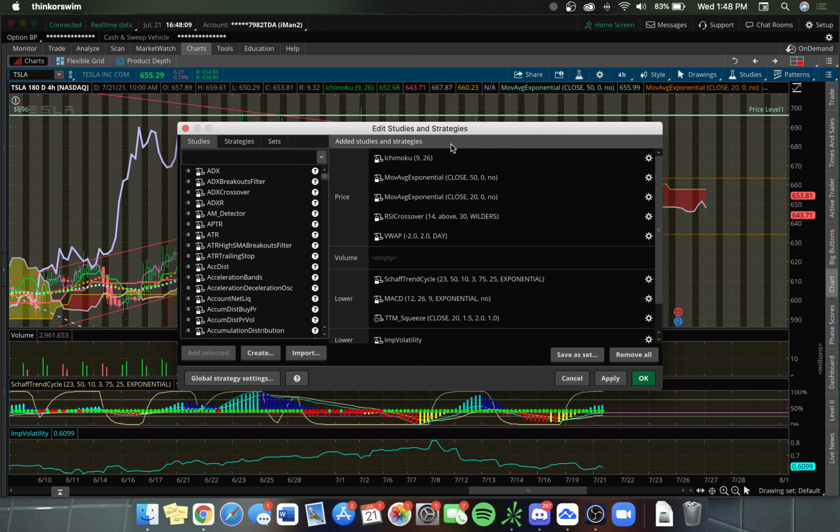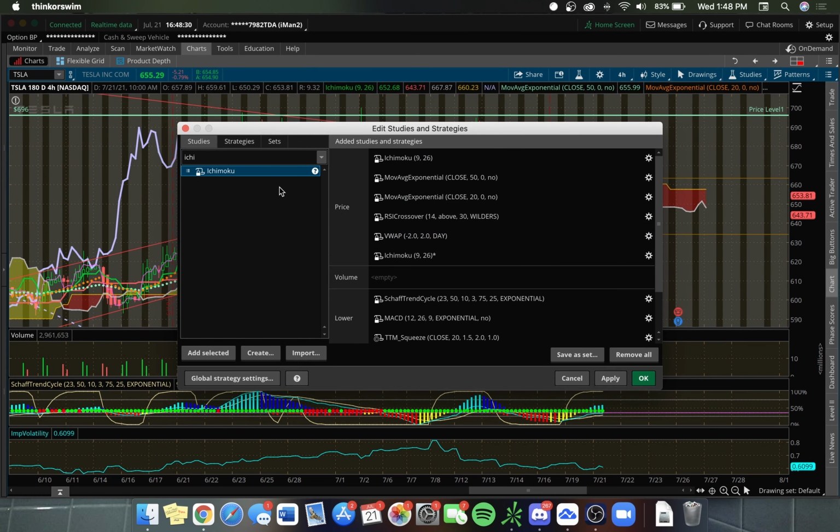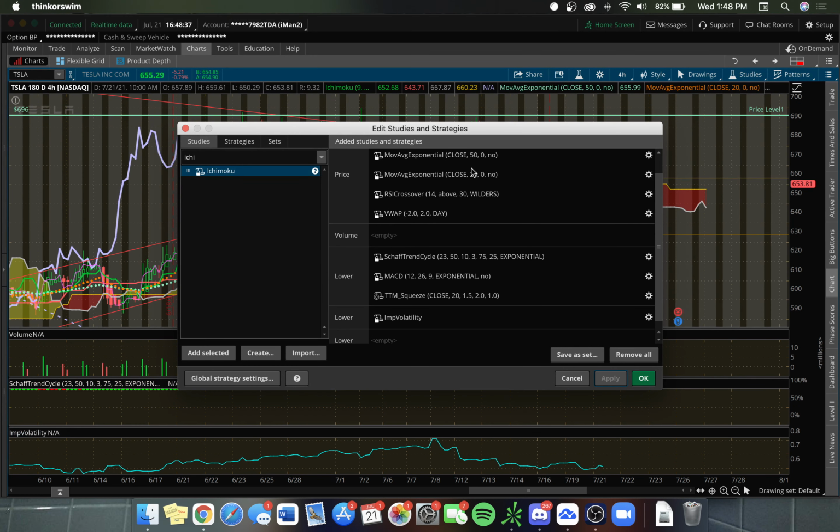To get the Ichimoku, you just come right here to search and type in Ichimoku. That comes up, and that's how you get all these. As soon as you click on it, it'll pop up. If you double click it twice, it comes right here like that. I'm Xing mine out because I already have mine right here, but I'll show you the settings of it real quick as well.